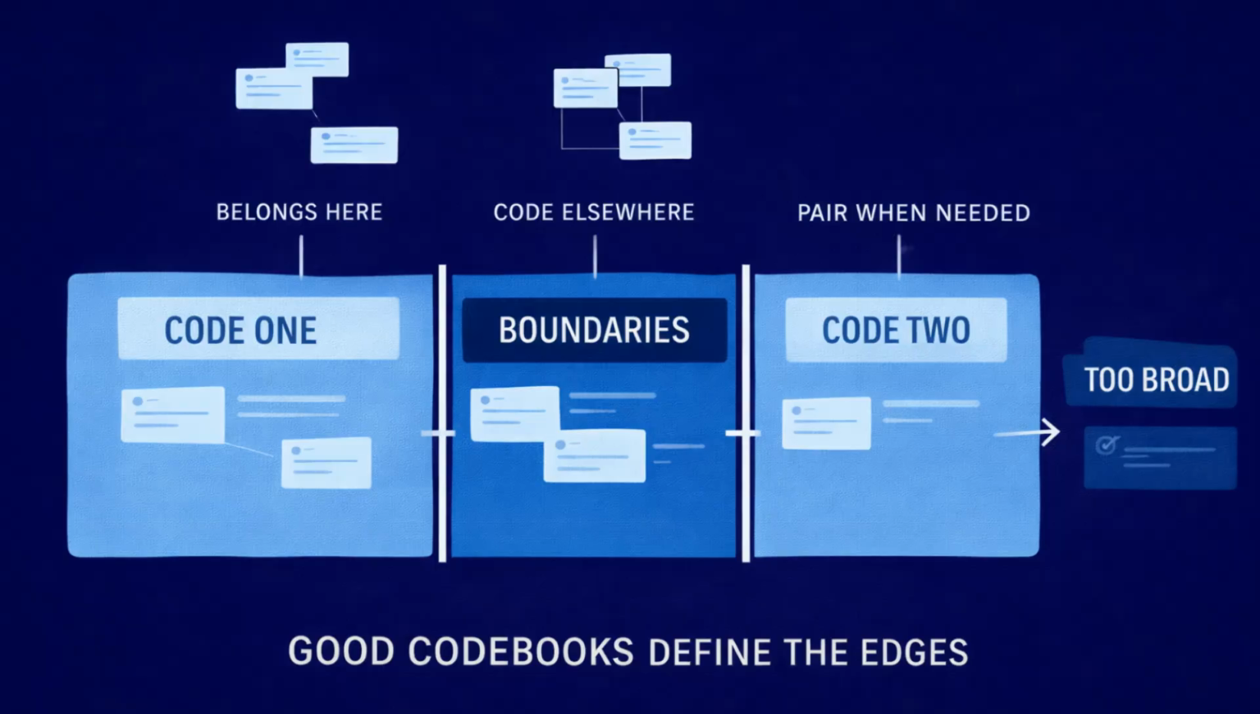This is also why boundaries matter so much. A codebook is only as useful as its ability to distinguish one code from another. The real work of a codebook is often less about inventing names and more about deciding where the edges of those names are. What exactly belongs here? What looks similar but should be coded elsewhere? When should two codes be applied together? When should a code be narrowed because it is beginning to absorb too many different meanings?